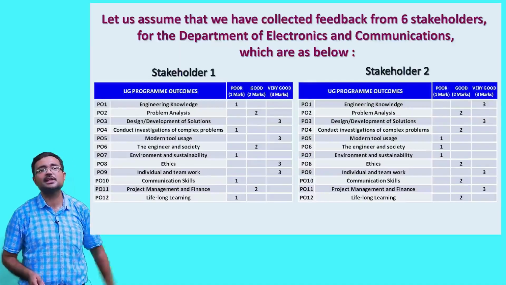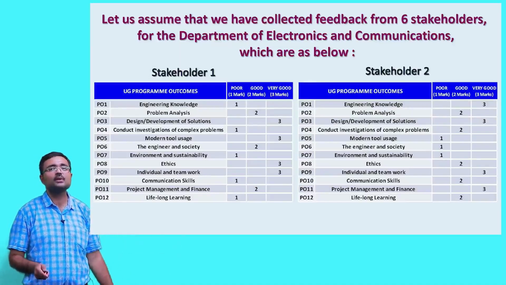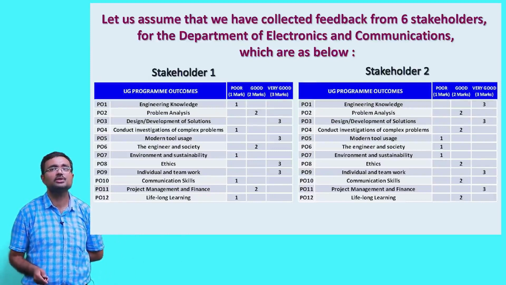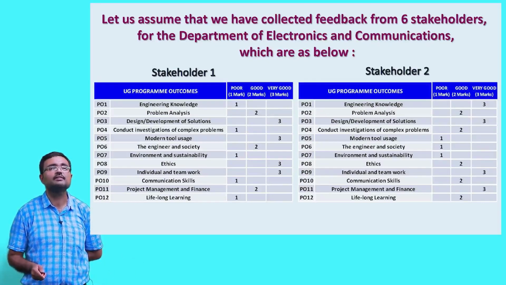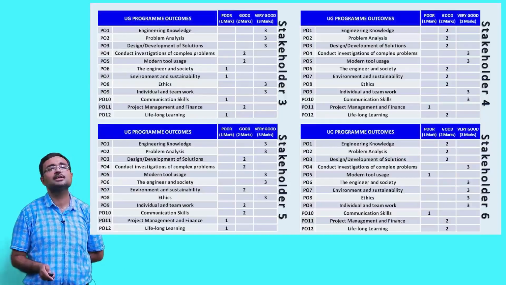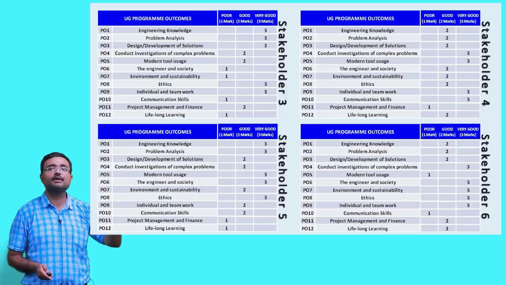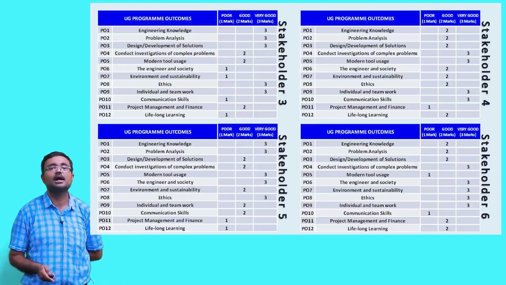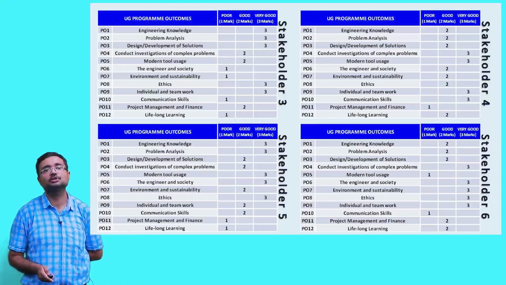I am considering, say, there are 6 stakeholders. Stakeholder 1 has given 1 mark to engineering knowledge. Stakeholder 1 has given 2 marks to problem analysis. Stakeholder 1 has given 3 marks to design development of solutions. In this way, the stakeholder has given marks. Stakeholder 1 has given, stakeholder 2 has given, and I am considering 6 stakeholders, 3, 4, 5, 6, they have all given marks, 1, 2 or 3.